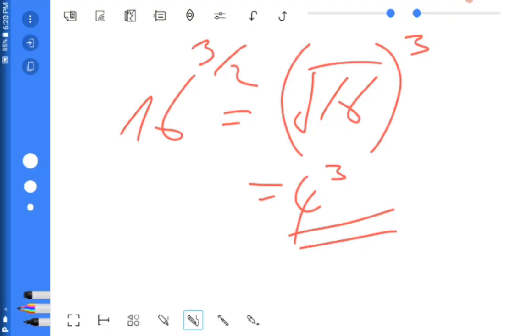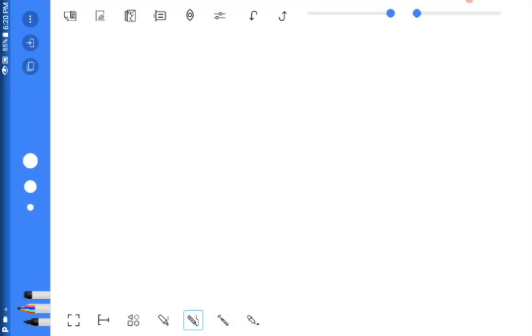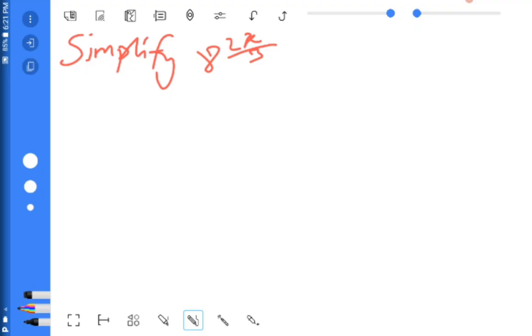Question number 1. Simplify 8 to the power of 2x over 3. Simplify that. Go ahead, pause the video, work, and then come back for correction. Alright, so here we go. We have 8 to the power of 2x over 3.